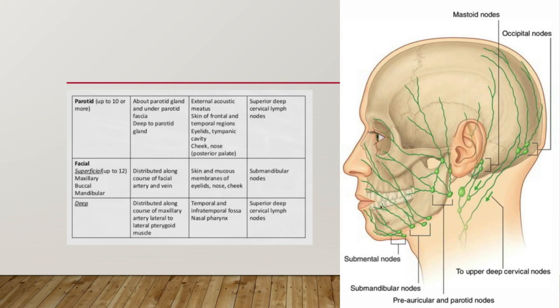Whereas the deep facial lymph nodes are distributed along the maxillary artery and the maxillary vein in this region, deep inside, so as to drain the temporal and infratemporal fossa, which is deep to this region, as well as the posterior nasopharynx. From there, the deep facial lymph nodes again drain into the superior deep cervical lymph nodes in this region.